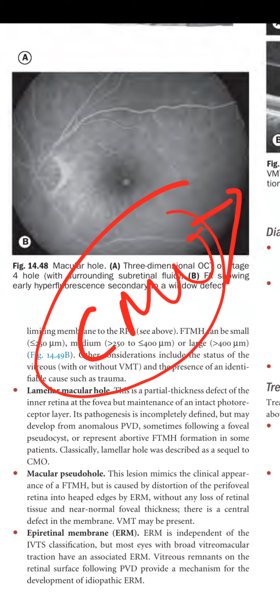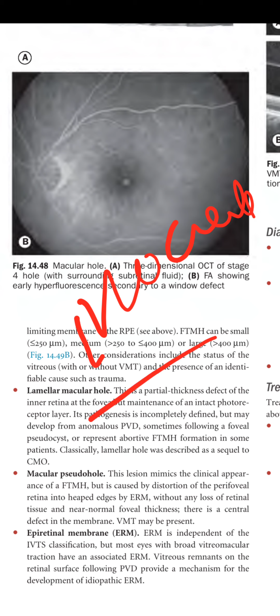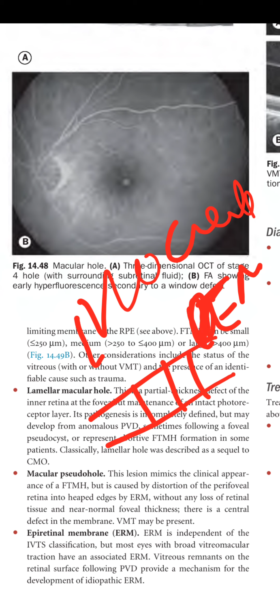Then there is a macular pseudohole. This lesion mimics the clinical appearance of the full thickness macular hole, but it is caused by the distortion of the perifoveal retina into heaped edges by the ERM, without any loss of retinal tissue and with near normal foveal thickness. There is a central defect in the membrane. VMT may be present. So sometimes the macula gives an appearance of a hole, whereas the fovea is normal and there is no retinal tissue loss because of the heaped edges. So there is ERM formation and heaped edges around the fovea, which is giving the appearance of the pseudohole.